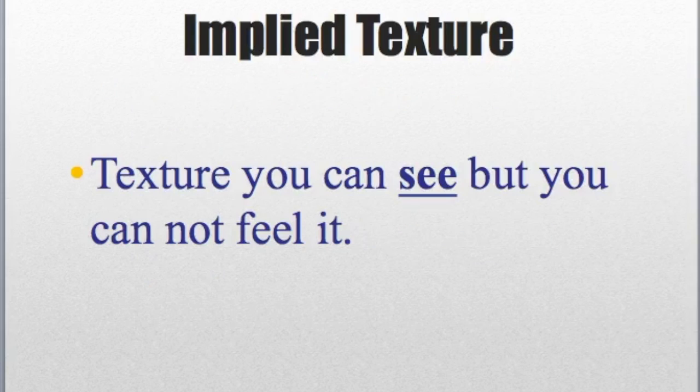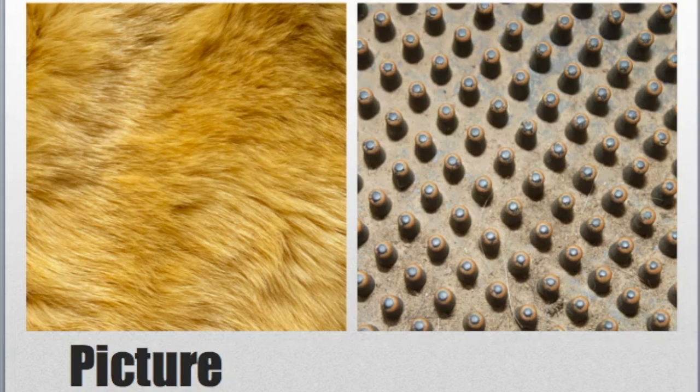Implied texture is texture you can see, but you cannot feel it. So it's something in a picture. So maybe a photograph can be a type of implied texture. So here we have a photograph of what looks like fur, and so it looks like it would be soft, but we can't actually feel the softness of the fur because it's just a picture. And in this one, it looks like this picture, if I could feel it, I think it would feel bumpy, but I can't actually feel a bumpy texture when I touch it because it's a picture, not an actual texture I can feel. Implied means that we can only see what it would look like, not feel it.